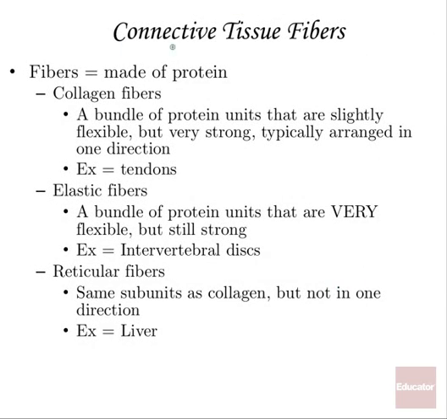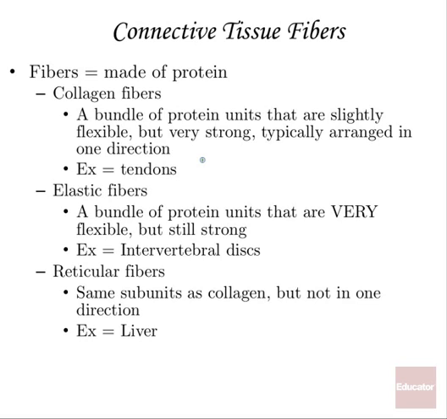So connective tissue is made up of connective tissue fibers and cells. So first we're going to talk about the fibers. The fibers are made of protein. Protein, the most abundant solid substance in the body. If you were to remove all the water from a body, protein is your next most abundant substance. Collagen fibers, collagen, one of the most abundant proteins in the body. It is a bundle of protein units that is slightly flexible, but very strong and typically arranged in one direction.